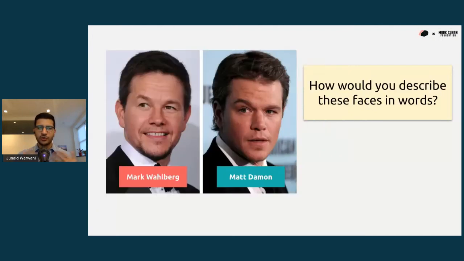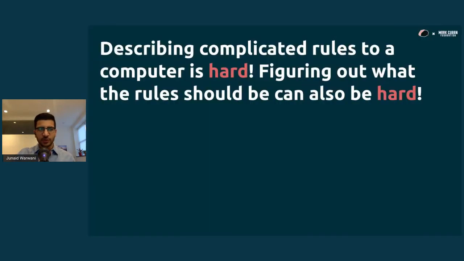Or what about if it was just really hard to define the differences that you're looking for, right? How would you tell me the difference between two people's faces? It'd be really hard to actually verbalize. In fact, if I ask two different people, they might give me completely different answers about how Mark Wahlberg's face and Matt Damon's face are different. And that's ultimately what we see: when we have complicated rules, describing those rules to a computer is really hard. And often, even figuring out what those rules can be can also be really hard.